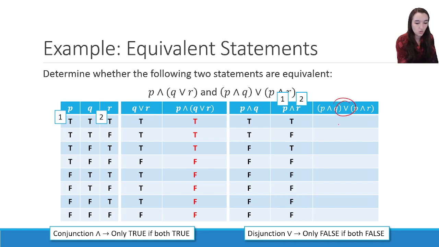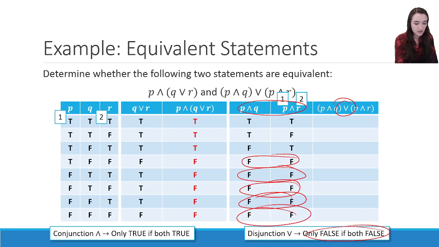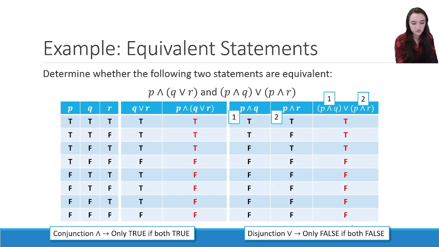Finally, we have our or statement between these 2 columns. Or statements, disjunctions, are only false if both are false. So we're looking for where both are false. So both are false here, here, here, here, and here. So all of those are going to be false, with the first 3 being true.